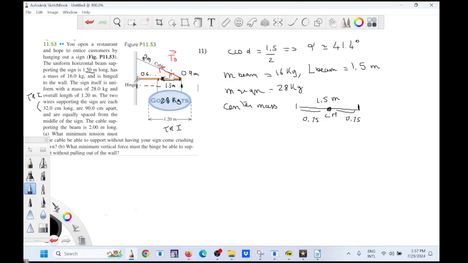So you have the center of mass, and this is alpha, and here that's 0.9, that's alpha, and here you have your center of mass. Okay, so they want to find the tension, the minimum tension, because if it's not that minimum here, it will break. Okay, and it's in equilibrium.